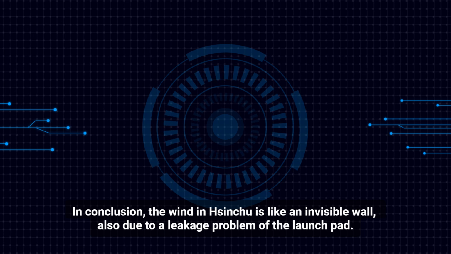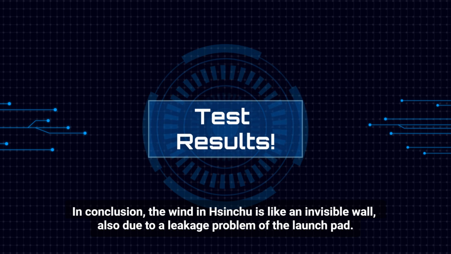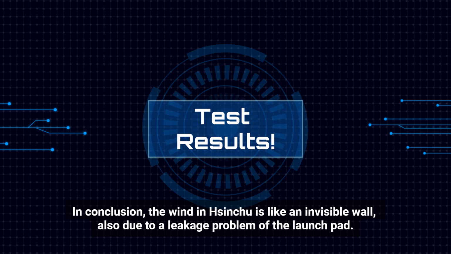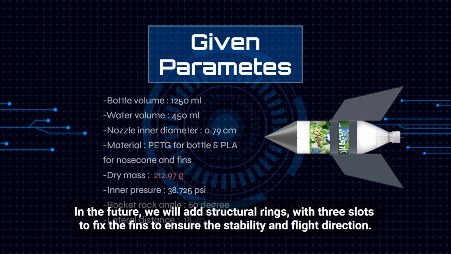In conclusion, the wind in Hsinchu is like an invisible wall, also due to a leakage problem of the launch pad. In the future, we will add structural rings, with 3 slots to fix the fins to ensure the stability and flight direction.